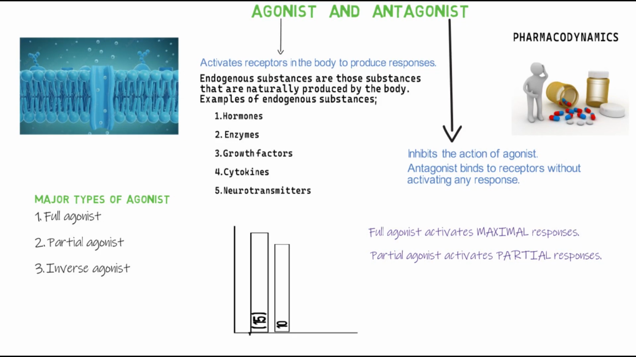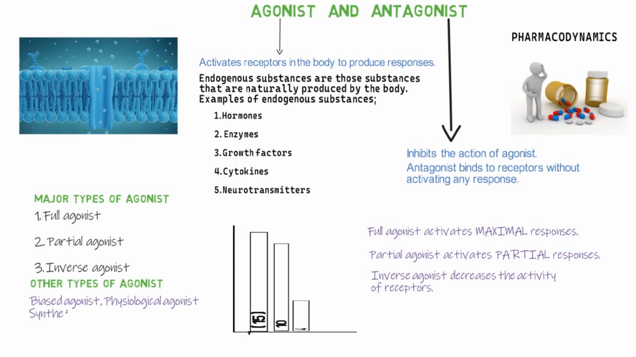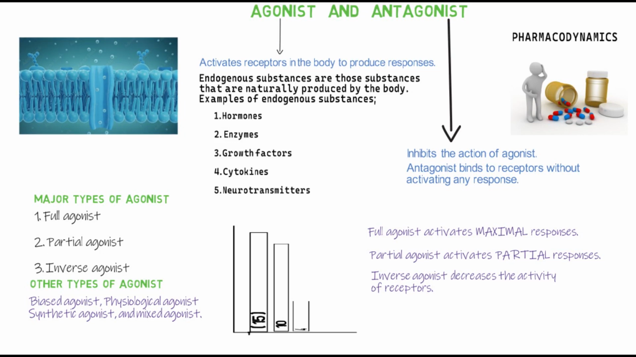Their response is not up to that of the full agonist, but it's close, so their efficacy is lower than that of the full agonist. While the inverse agonist decreases the activity of these receptors completely, like it's nowhere close to the partial agonist. And we have other types of agonists like the biased agonist, physiological agonist, synthetic agonist, and even mixed agonists. And these agonists are significant in pharmacology and medicine in general because they determine the nature and extent of physiological responses in the body.